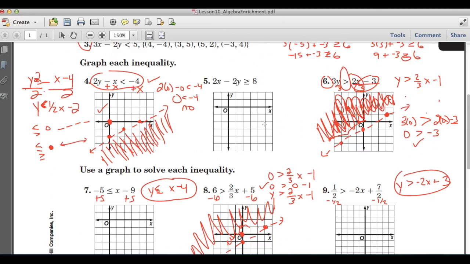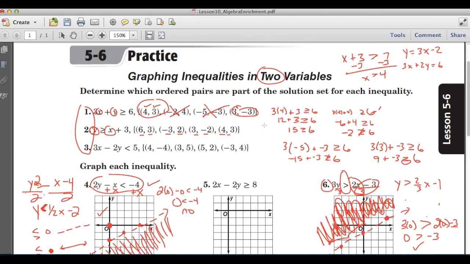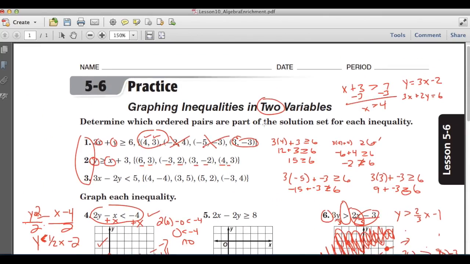Try to do problems 5, 7, and 9, as well as 2 and 3 on this worksheet. If you have any questions, let me know.